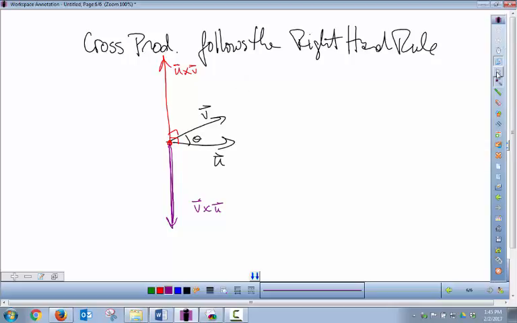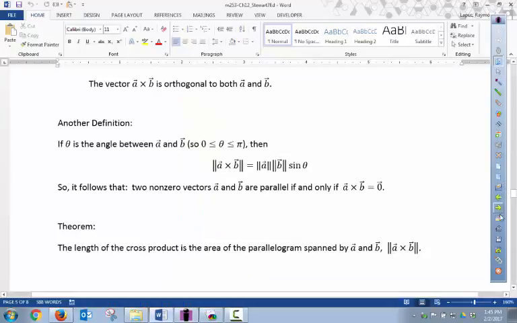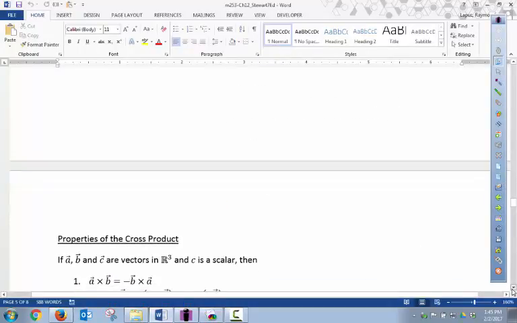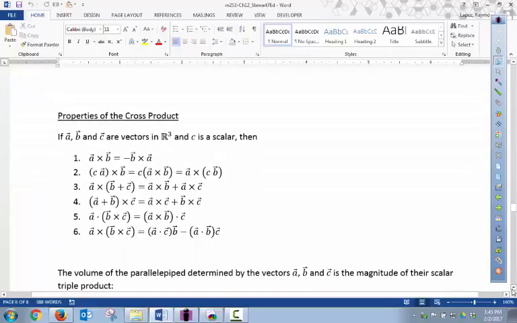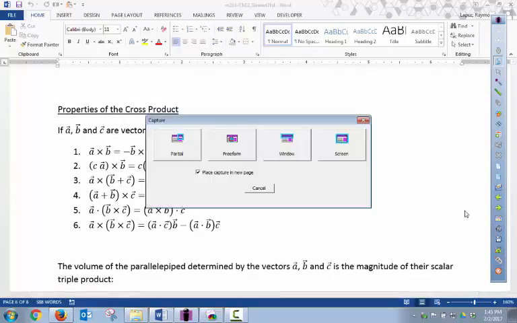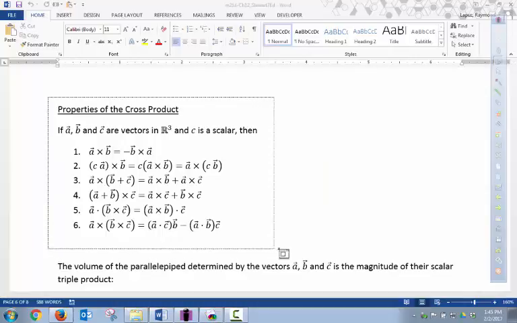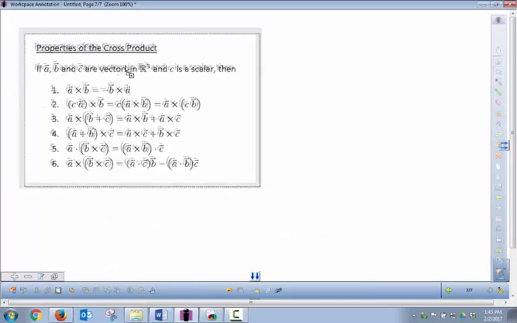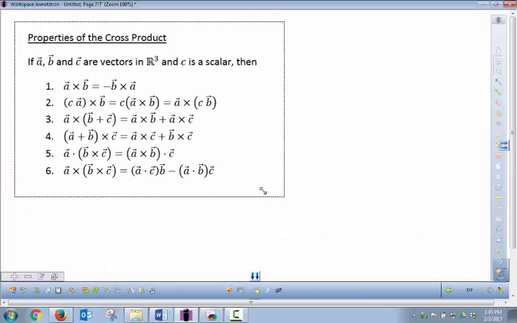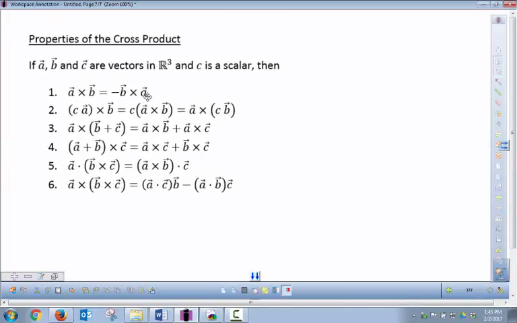All right, one more page of properties of cross product. So I'm not going to talk about this too much. I'll mention that the first one is the anti-commutativity, and then there's these combinations with scalars and vectors and stuff like that that happen to be true. So whenever this thing comes up, I'll try to remind you that this came from the properties.